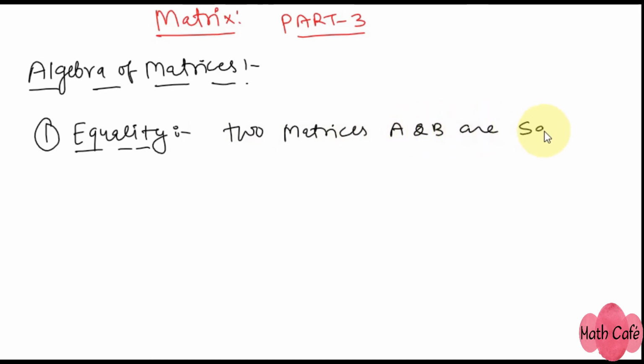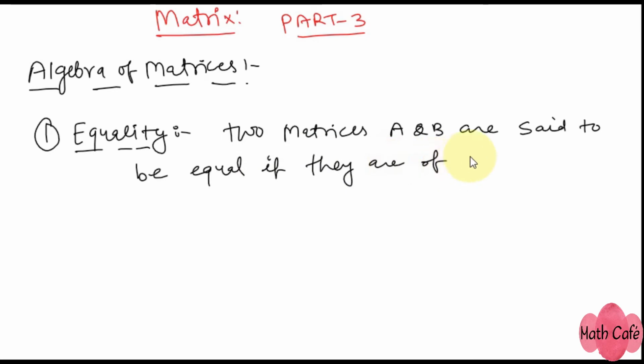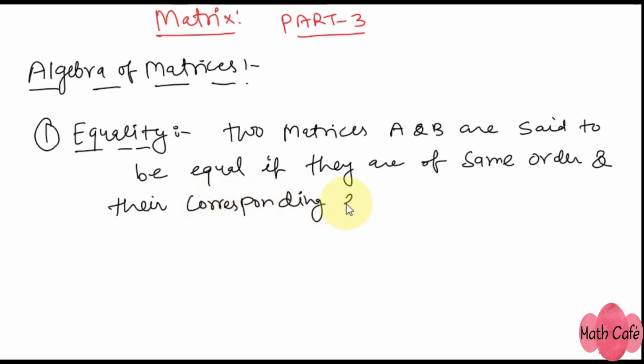Two matrices A and B are said to be equal if they are of same order and their corresponding elements should be same.